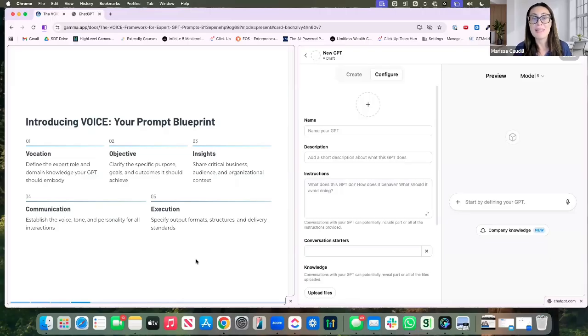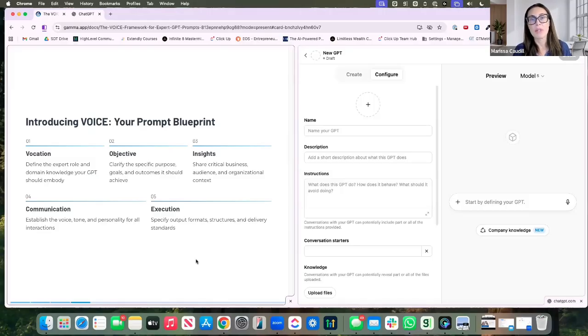The third thing is insights. We're going to share critical business, audience, and organizational context so it knows who the outputs are for. If you're writing this for patients in general, you probably want to have it be at a 5th grade reading level and below for the outputs, right? If you're writing this for physicians, it could be at a college reading level and above. But actually for marketing, even with physicians, it's better if we keep things short and sweet and simple, right? The simpler, the better.